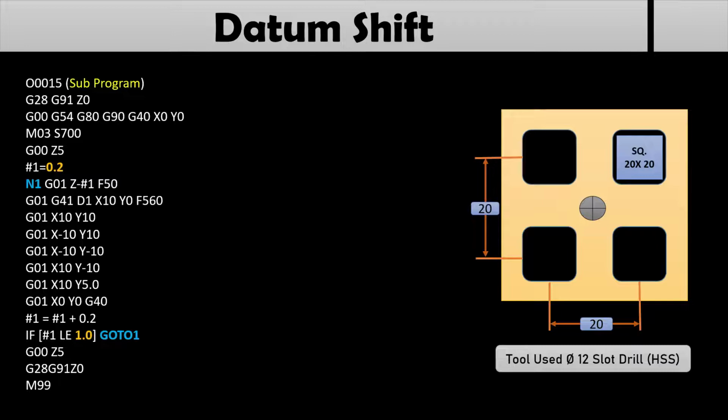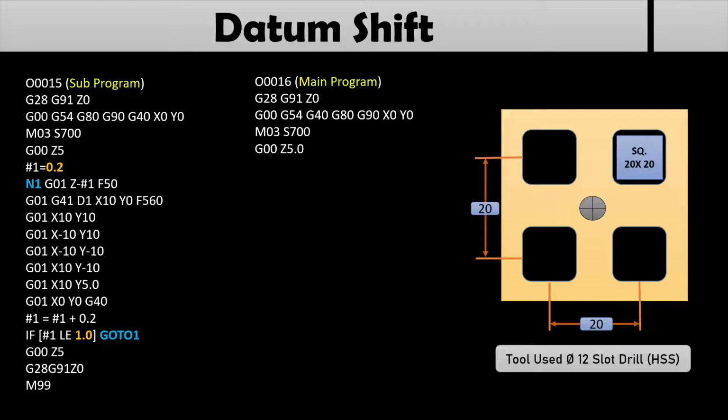Now I'll go for the main program, in which I'll call this sub program and repeatedly change the datum. Let us see what we need to write in the main program. G28, G91, homing always to be done as per Z axis. Then G00, G54, G80, G90, G40 and X0, Y0. M03 S700 we have given, that is the RPM for the particular tool.